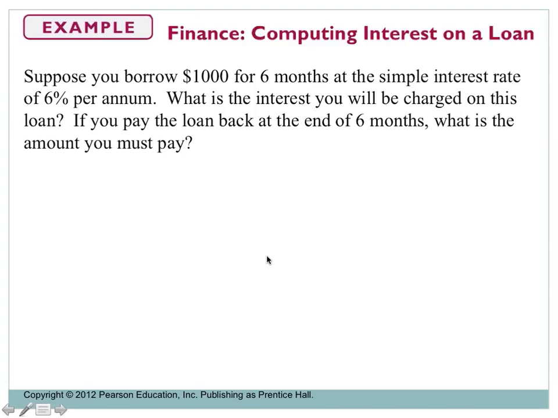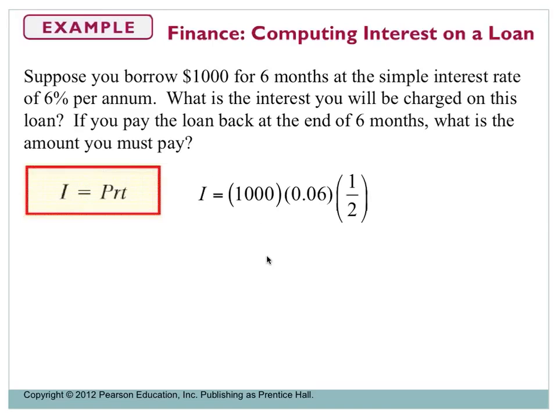So let's suppose that you borrow $1,000 for 6 months at a simple interest rate of 6% annually. What is the interest you will be charged on this loan? And then if you pay the loan back at the end of 6 months, what is the amount that you must pay? So we're going to use our equation. We have our principal, which was 1,000, multiplied by our rate. We needed to change that to a decimal. So if you rewrite 6% as a decimal, it's going to be 0.06.